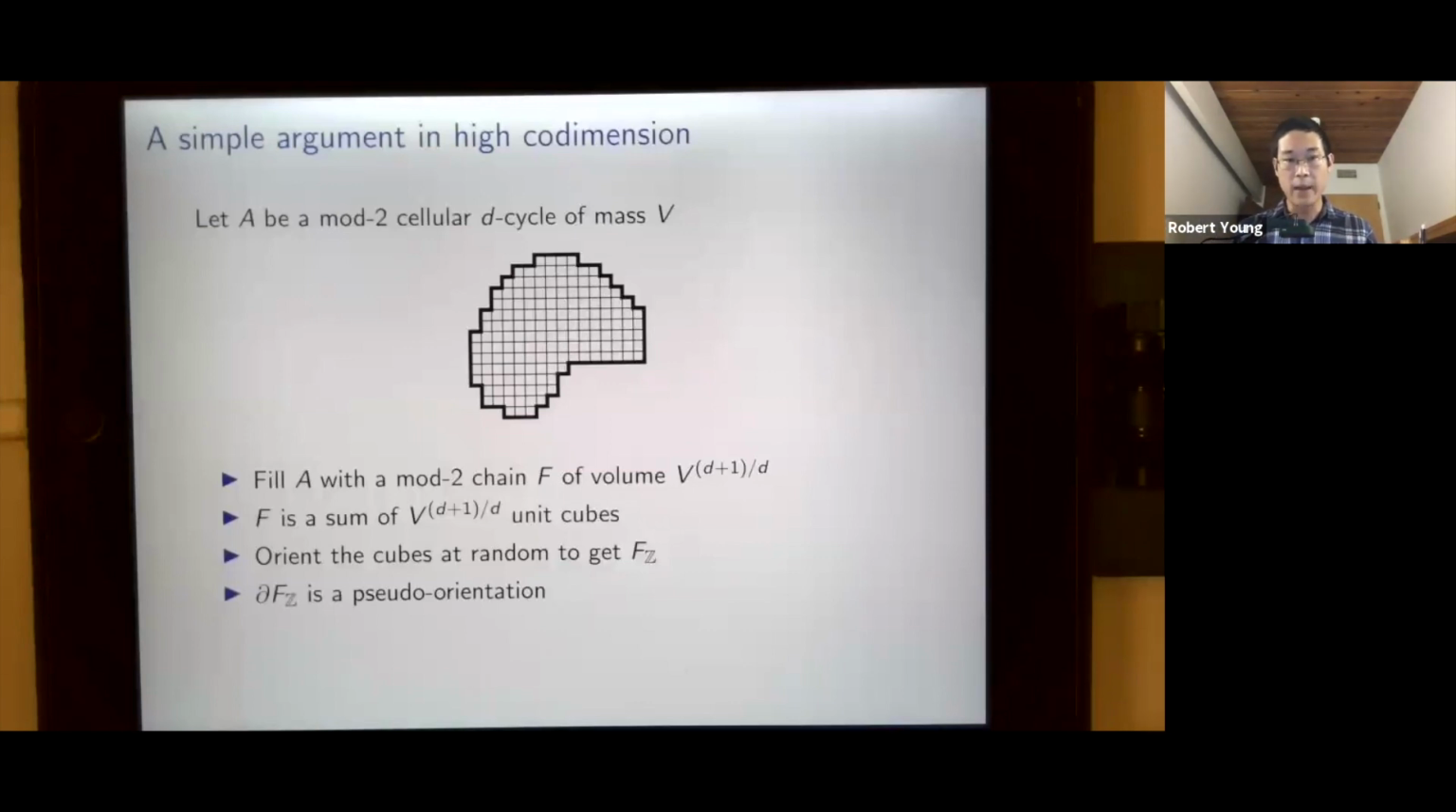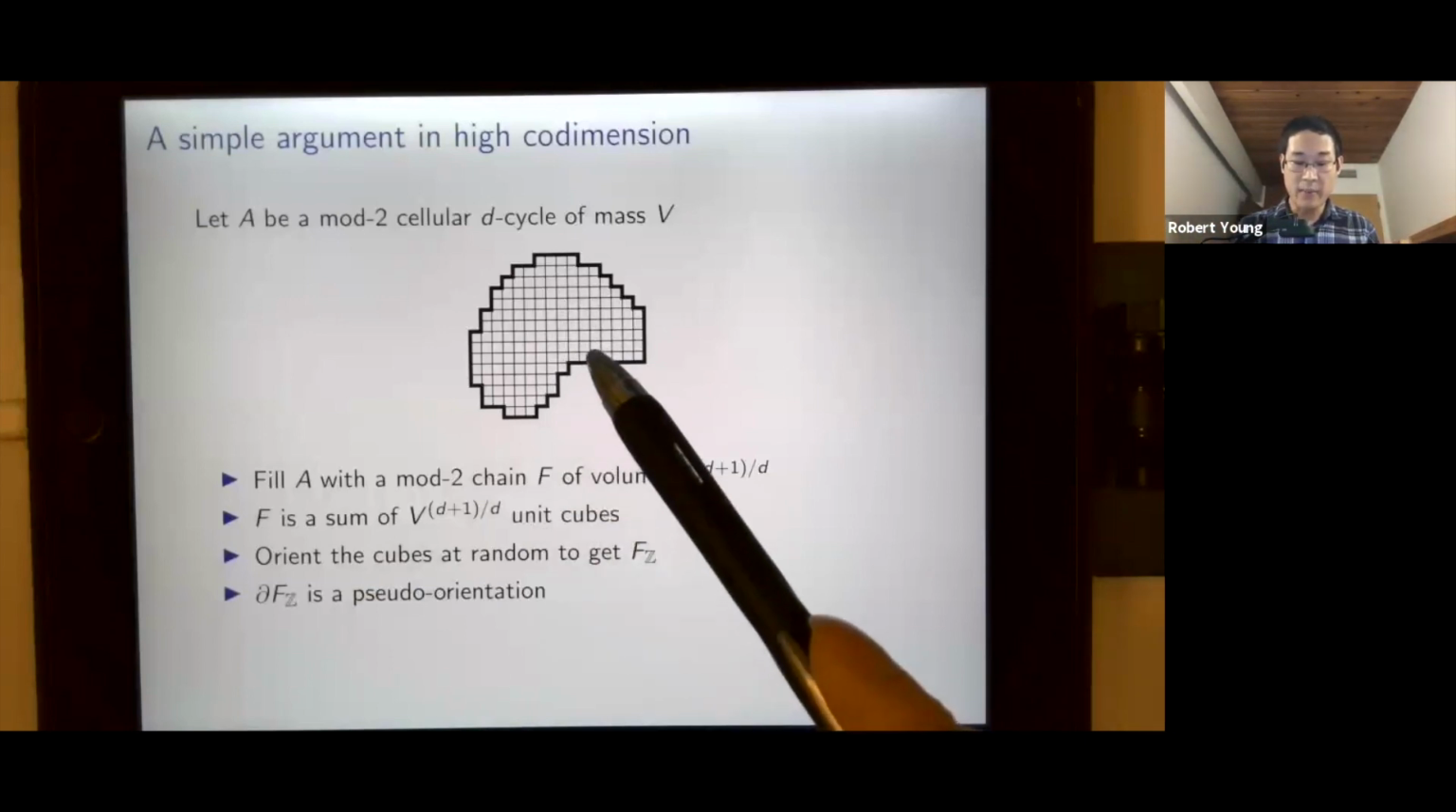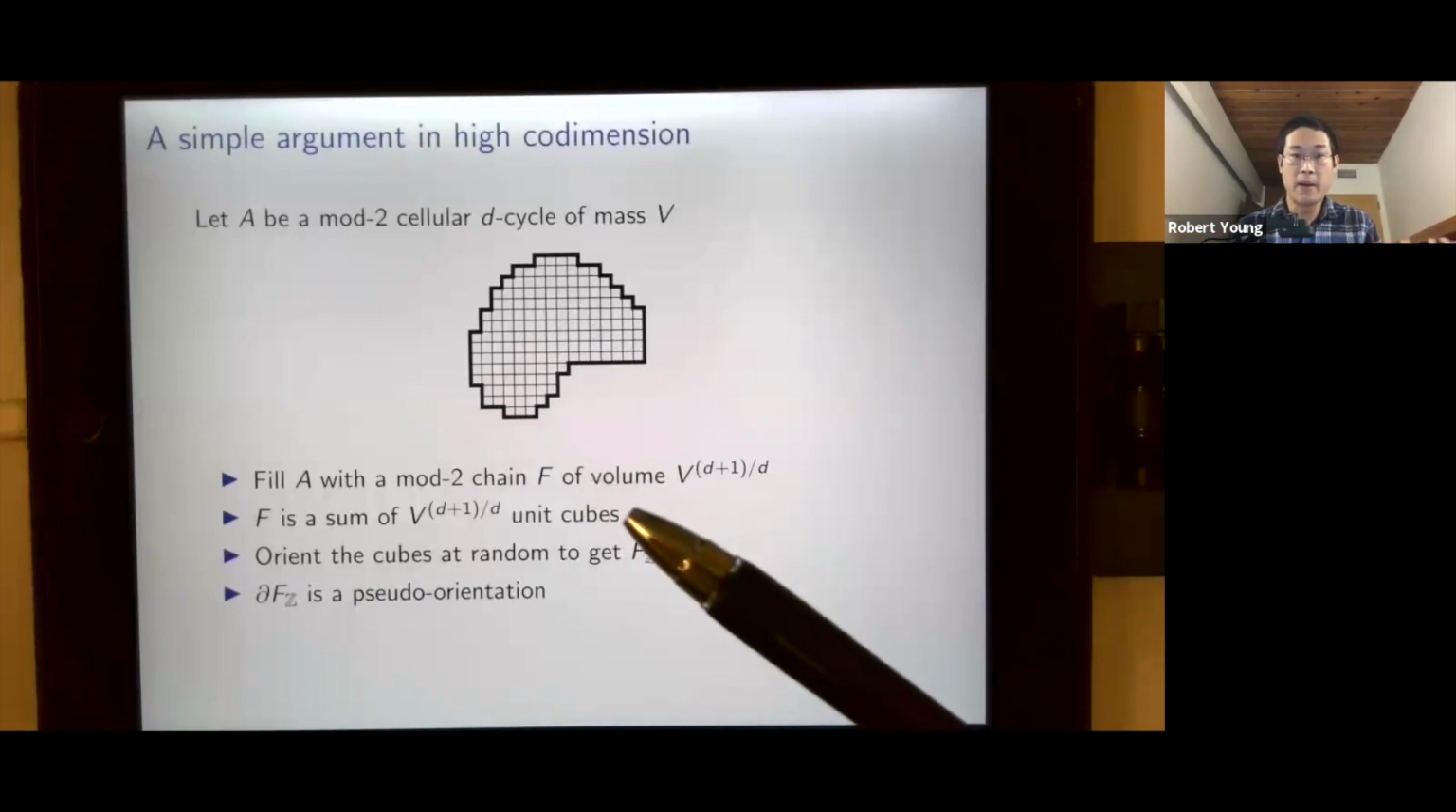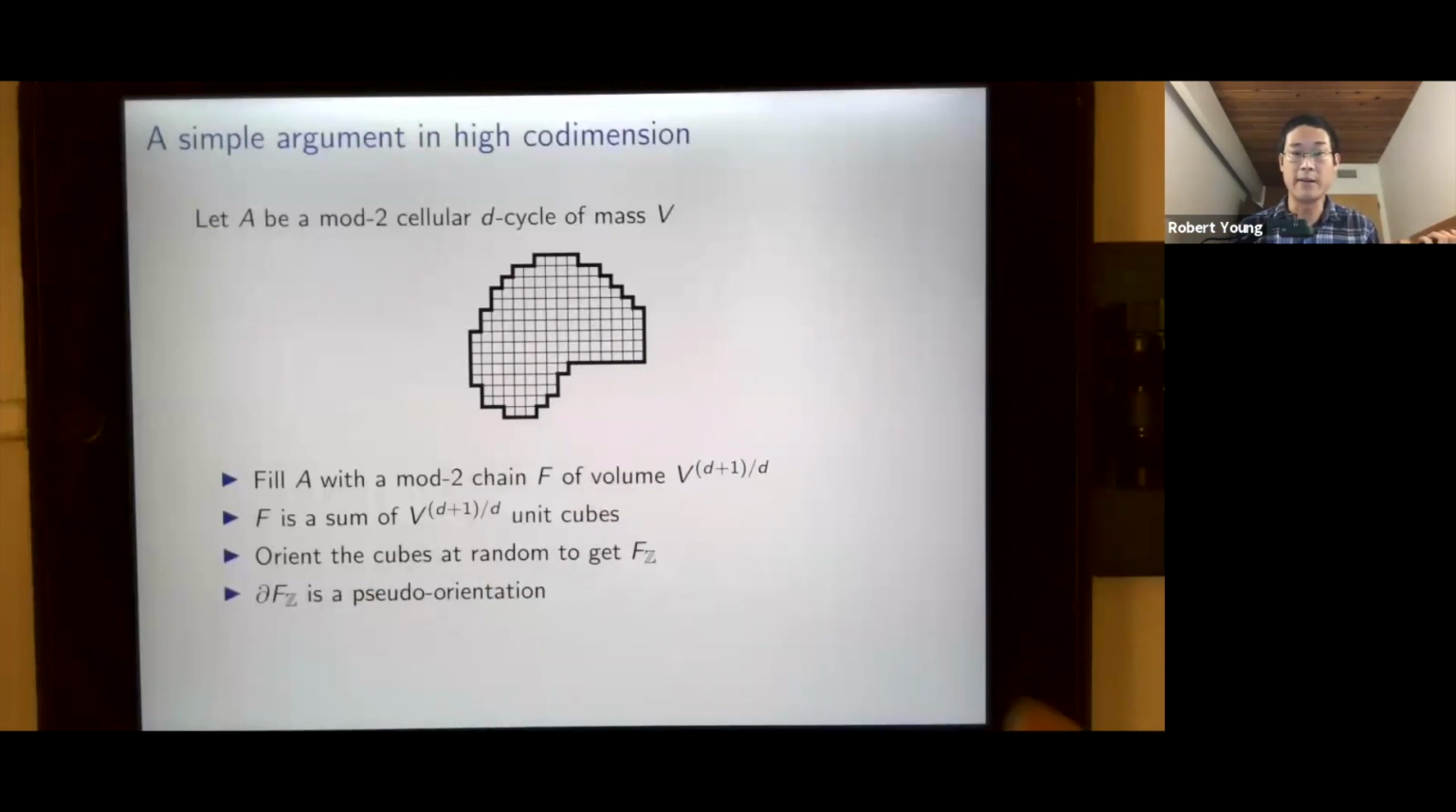Now, the problem is that whenever you have two neighboring cubes in that filling, the probability is 1 in 2 that you're going to have one orientation on one of the cubes and the opposite orientation on the other cube. And so each of the boundaries of those cubes has a probability of 1/2 of showing up in that pseudo-orientation. So your best estimate for the size of the pseudo-orientation is that it's bounded by the mass of the boundaries of all those cubes, which is roughly V to the (D+1)/D. This is a very simple argument. We take this filling, cut it into a bunch of orientable cubes, and orient those cubes at random. But it's not very efficient.